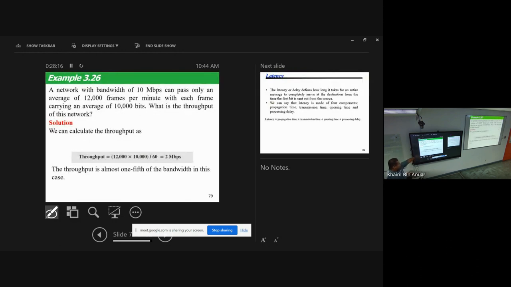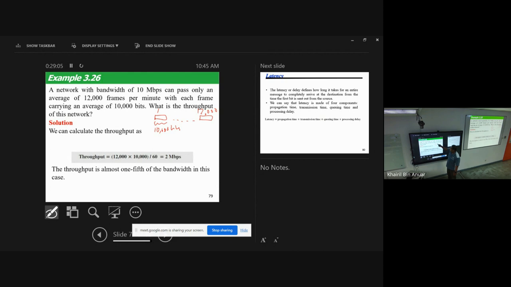So the throughput here is based on, say that now you have 12,000 frames per minute, with a bandwidth of 10 megabits per second. What is the throughput for the network? You can calculate the throughput by calculating the number of bits per second. So now you have frames, something like this, from 1 until 12,000, and each of these carries 10,000 bits.